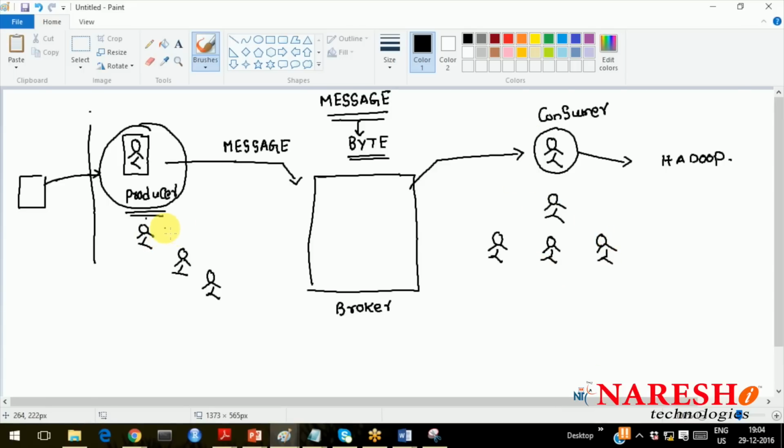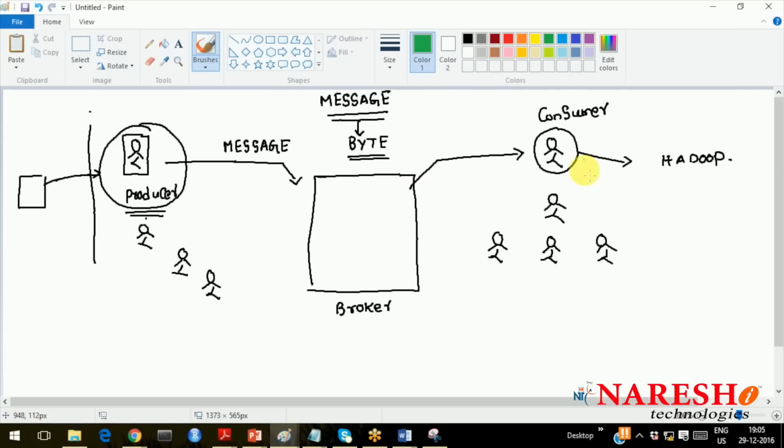Now the question is, how will a consumer take the data? How do you uniquely identify a message? How do you organize the messages in the broker? That is the next topic, called a topic. Let's say messages are organized in topics. If I don't have topics, what is the problem? Let me tell you that problem.